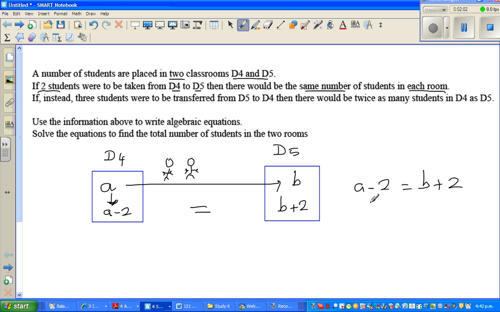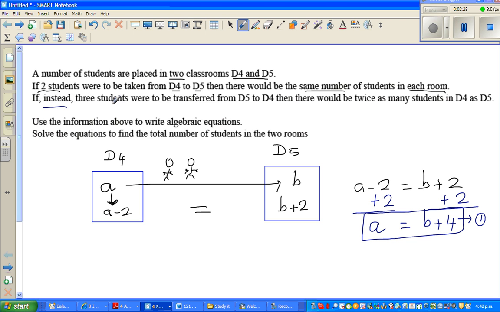So let us simplify this. I want to eliminate this minus 2 here, so I'll add 2 to this side, and add 2 to this side. So A is equal to B plus 4. Let us write this as the first equation, equation 1.